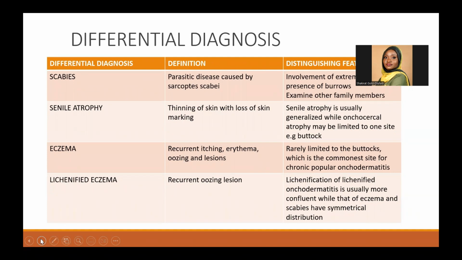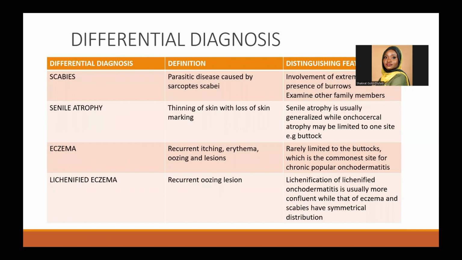And then other family members are more likely to be affected by scabies than onchodermatitis. So if you have such papular rashes, very itchy, worse at night, and everyone in the family is scratching, it's more likely to be scabies than onchodermatitis. And of course, if they don't live in a region or an endemic area for onchodermatitis, it's unlikely that it will be that. It's more likely to be scabies.